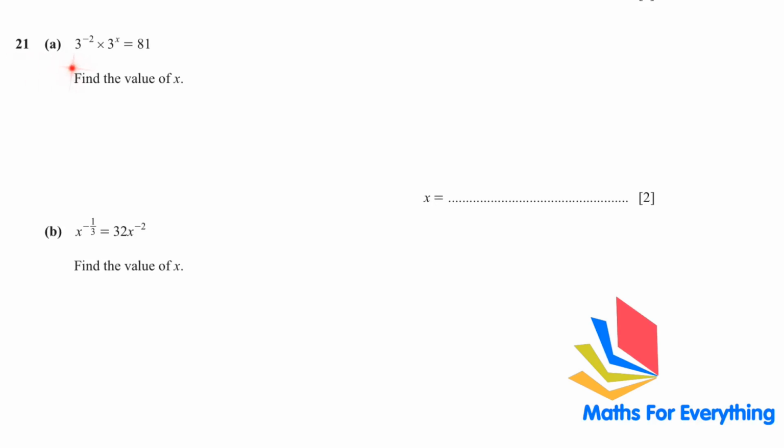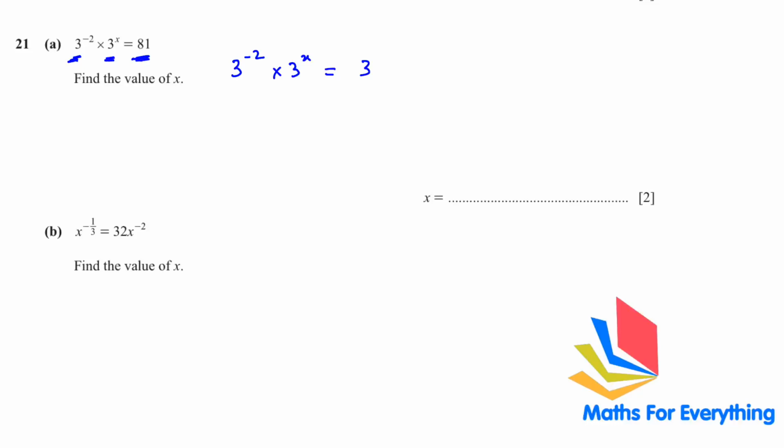Question number 21. These are indices and 81 is not an indice, so we are going to change it into the power of 3. Whenever you have something to the power, like 3 to the power of negative 2, 3 to the power of x, and the other number is not as a power, change it to the power form also. So it has to be the same base.